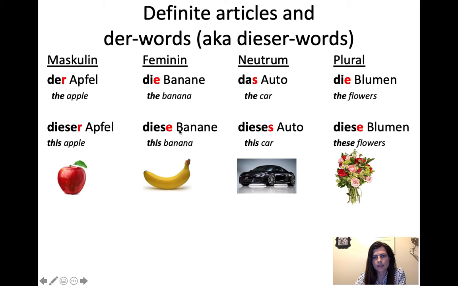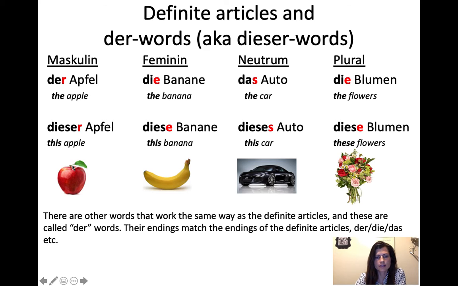Die Banane, diese Banane. And then we have das Auto, which means the car. And then we can say dieses Auto, which means this car, and the S matches on the end. And then die Blumen, the flowers, versus diese Blumen, meaning these flowers. And you see the E matches on the end there. So they all match up with their endings. These are other words that work the same way as definite articles. They're called der words. I call them der words, and most textbooks I have used say der words because der is the category, and all these ones work the same as these ones.